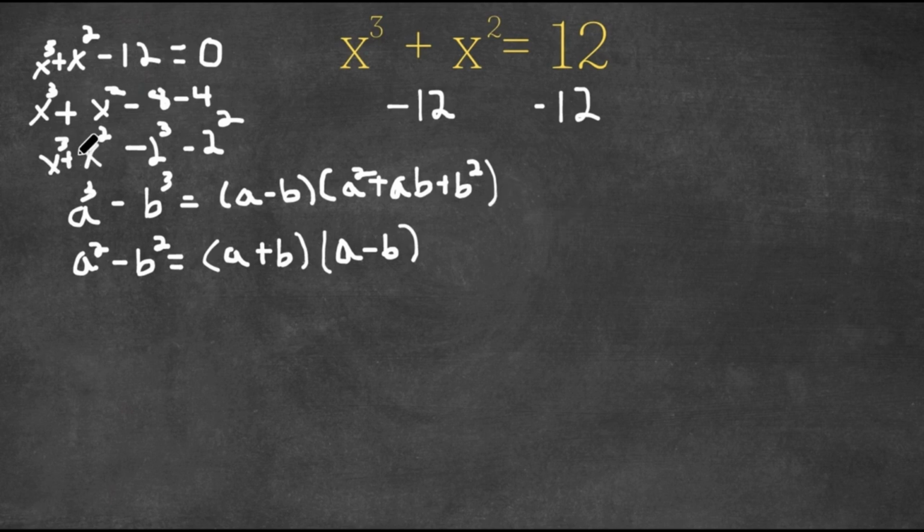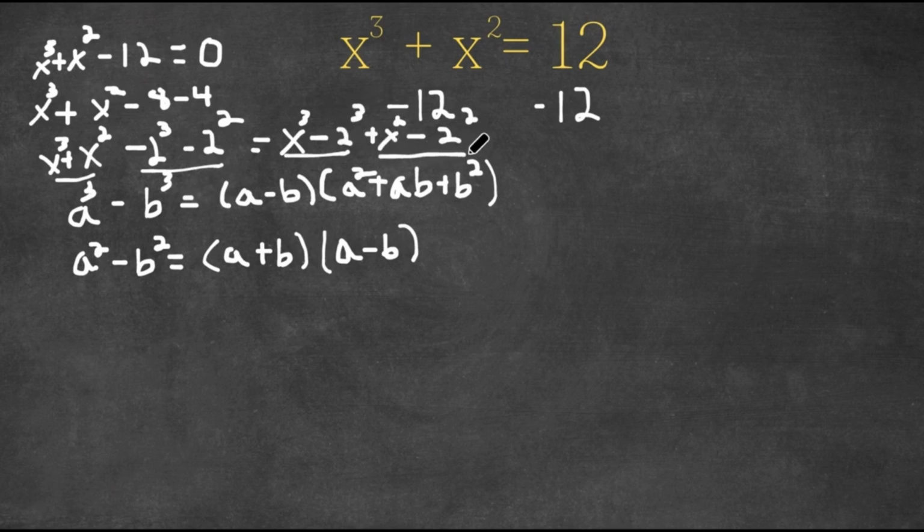So now, as you can see, right here, we have x to the power of 3 plus x squared, and we have negative 2 to the power of 3 minus 2 squared. So we are going to arrange this to x to the power of 3 minus 2 to the power of 3 plus x squared minus 2 squared. And now, as you can see, we have a to the power of 3 minus b to the power of 3 and a squared minus b squared.